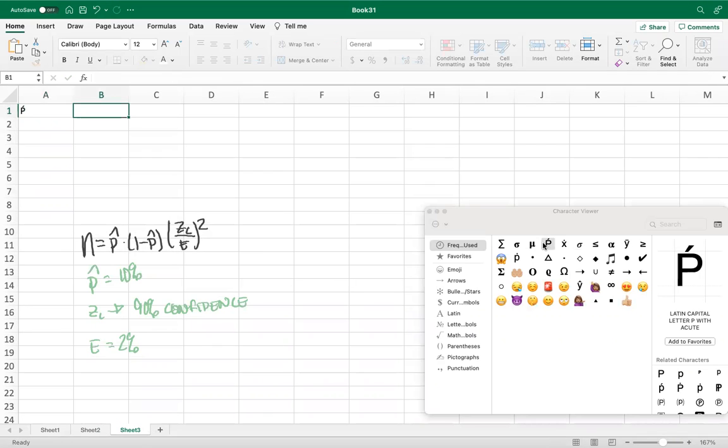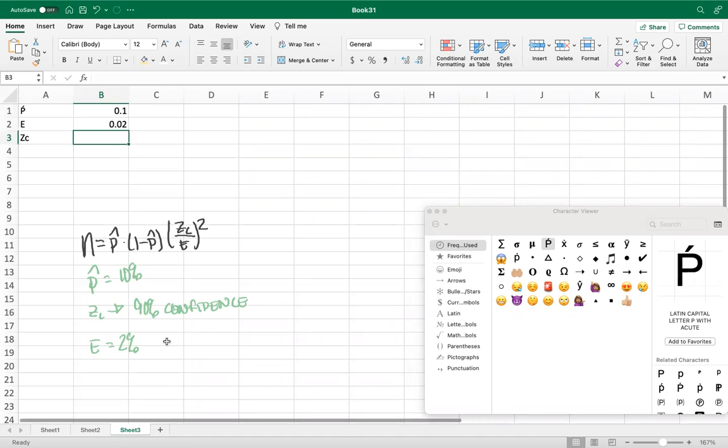So P hat we said was 10%. 10% is 0.10. Our Z value, we don't know. We have our margin of error, which is 2%, and 2% is 0.02. And lastly, we're going to look at our Z score, so our critical value, our Z sub C. So our critical value, we need 90% confidence.